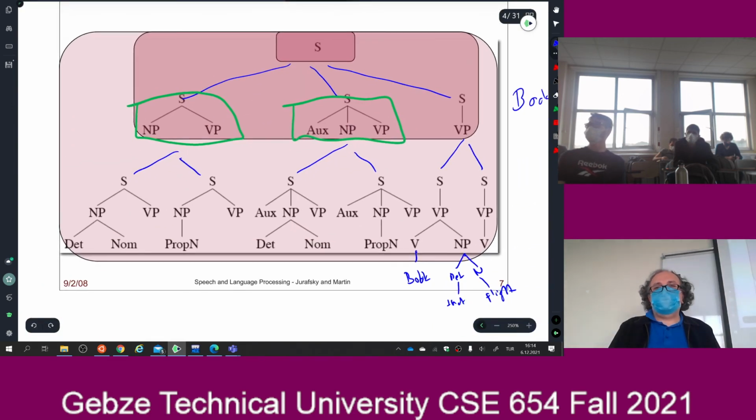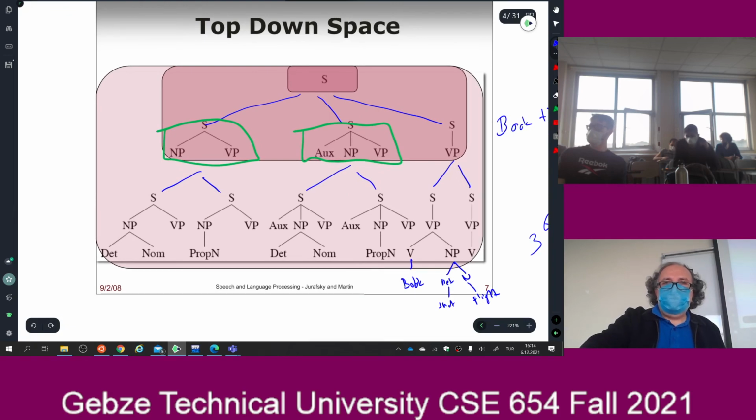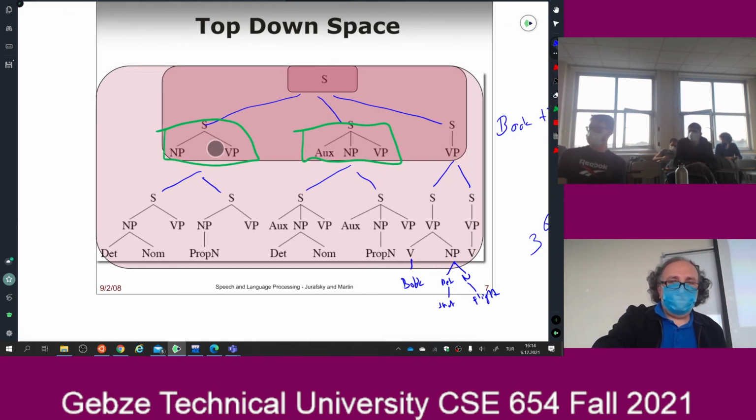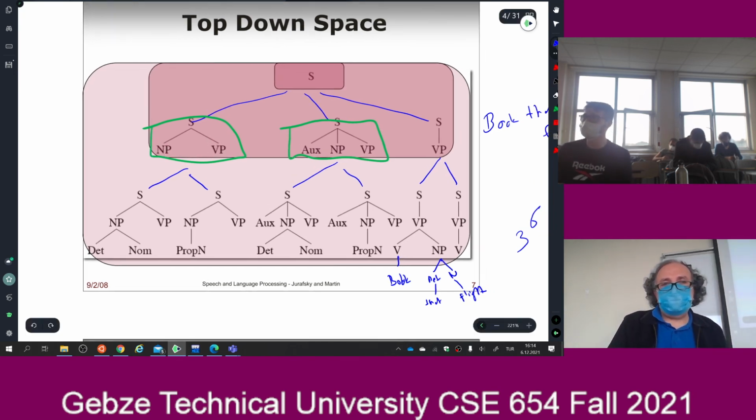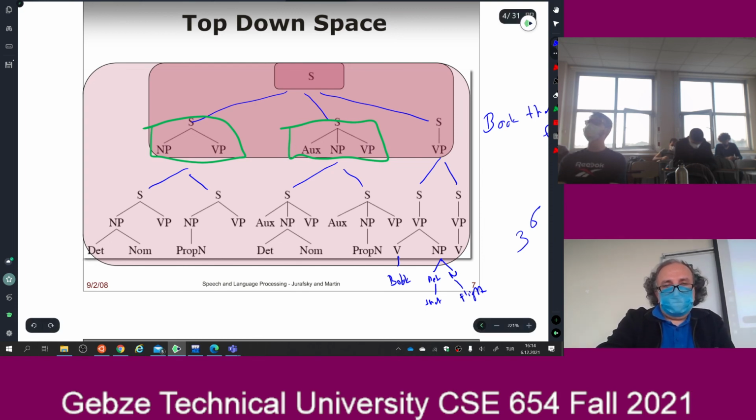Okay. So a sentence, again, book that flight. A sentence could be a noun phrase, verb phrase, or auxiliary verb phrase, noun phrase, or verb phrase. And then this noun phrase, verb phrase can go into, okay, noun phrase, determiner, nominal. This noun phrase just proper noun, sorry. Or in this case, this noun phrase would be determiner, nominal, or this noun phrase could be, you understand what I'm saying, right?